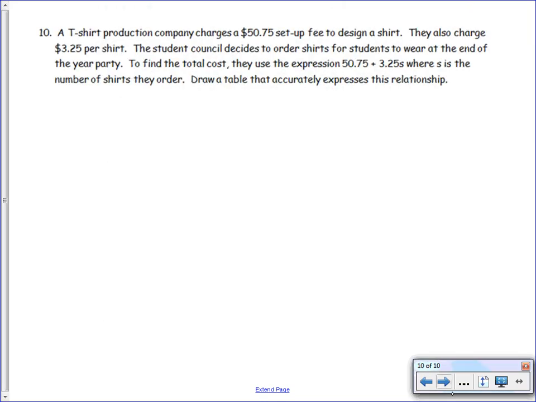Our last problem, a t-shirt production company charges a $50.75 setup fee to design a shirt. They also charge $3.25 per shirt. The student council decides to order shirts for students to wear at the end of the year party. To find the total cost, they use the expression $50.75 plus $3.25S, where S is the number of shirts they order. Draw a table that could express this relationship.